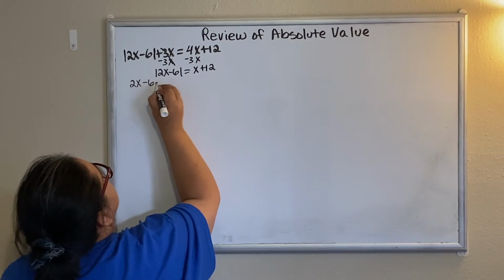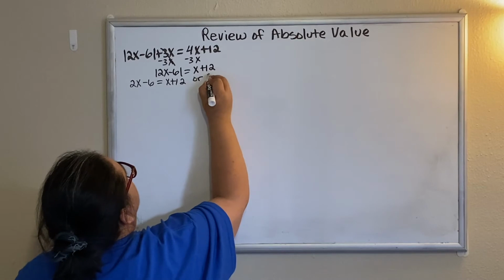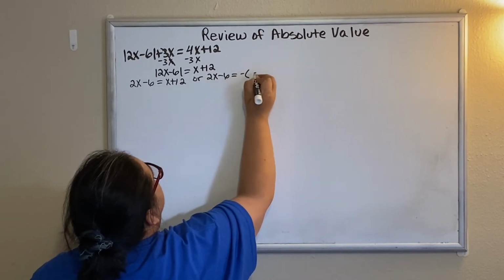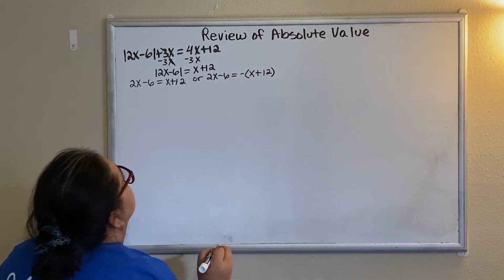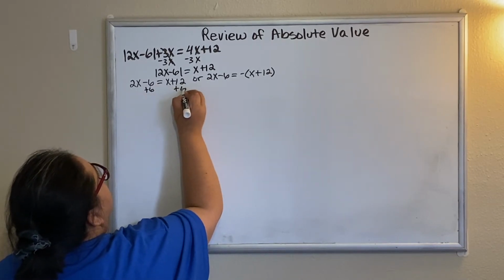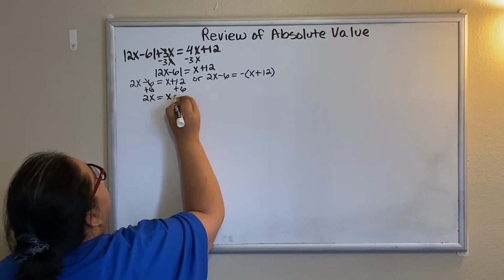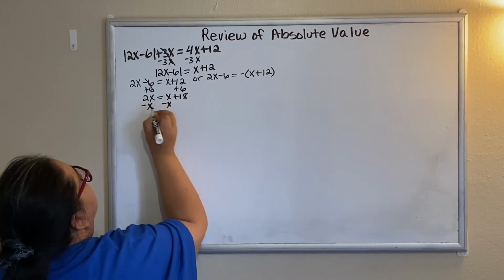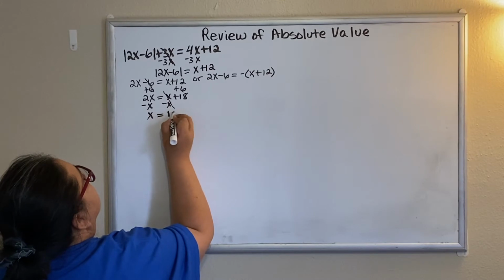2x minus 6 equals x plus 12, or 2x minus 6 equals a negative. And we're going to open a parentheses and say x plus 12 here. So now we're going to solve. We're going to add 6 to both sides here, eliminating the 6. And we get 2x equals x plus 18. Now we're going to subtract x from both sides, eliminating the x. And we get x equals 18.